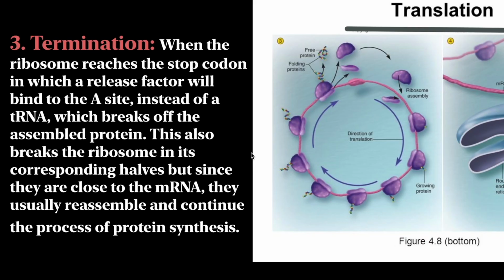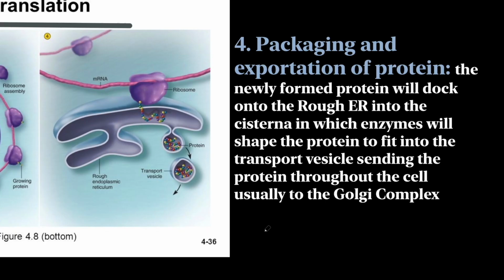Now we're at our third stage of translation. This is known as termination, and this is when our ribosome contacts a stop codon. When this happens, there's a release factor that adheres to the A site instead of another tRNA. Then the protein is taken off of that ribosome, and the ribosome usually splits off. But since those two subunits are close to the RNA, they just bind together and go through this whole process again.